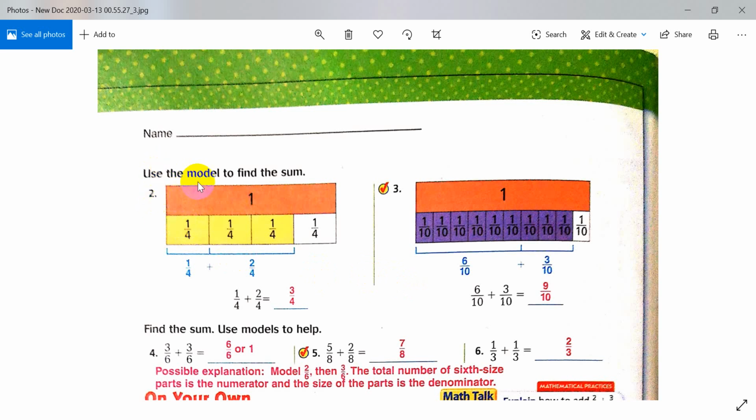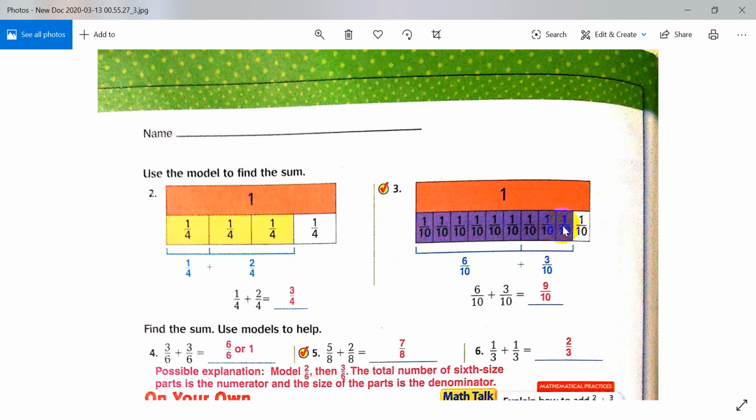Question number 2. Use the model to find the sum. Here we have 4 shaded parts. The first part represents 1/4 and the second part represents 2/4. When we add 1/4 plus 2/4, it equals 3/4.